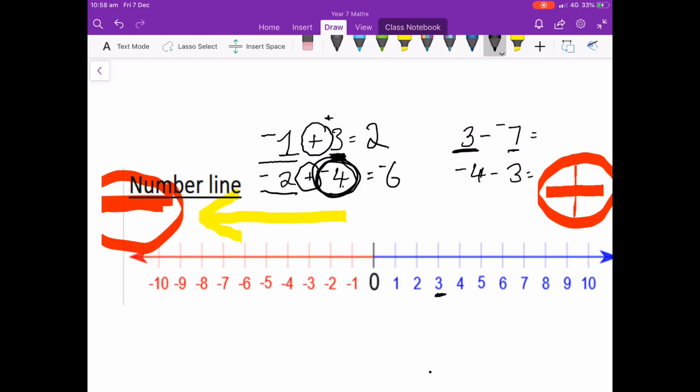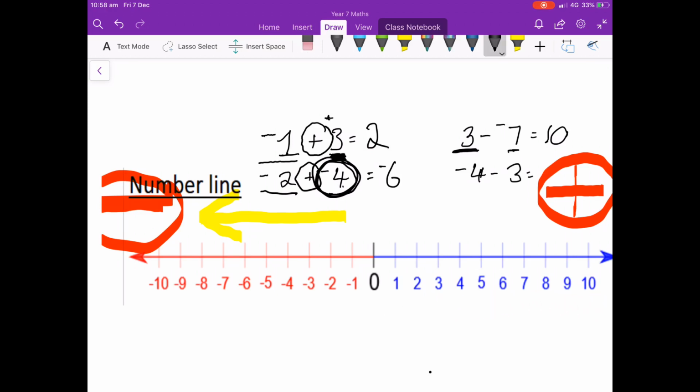So here I am starting at 3. I've turned towards the minus sign, and it's a negative 7. So rather than walking forwards towards the negative sign, it's a negative 7, so I walk backwards 7. 1, 2, 3, 4, 5, 6, 7. So my answer will be 10. All right, one more just to talk you through it again. Get rid of all this mess here.